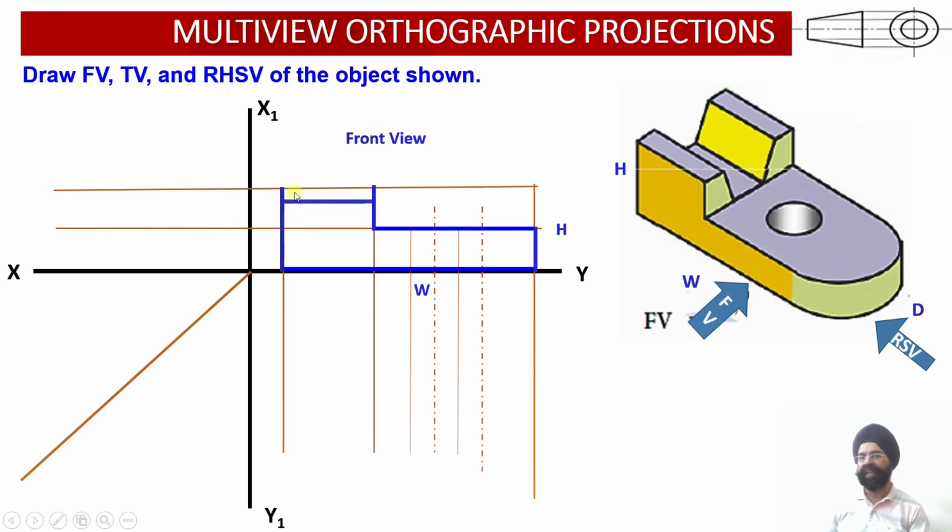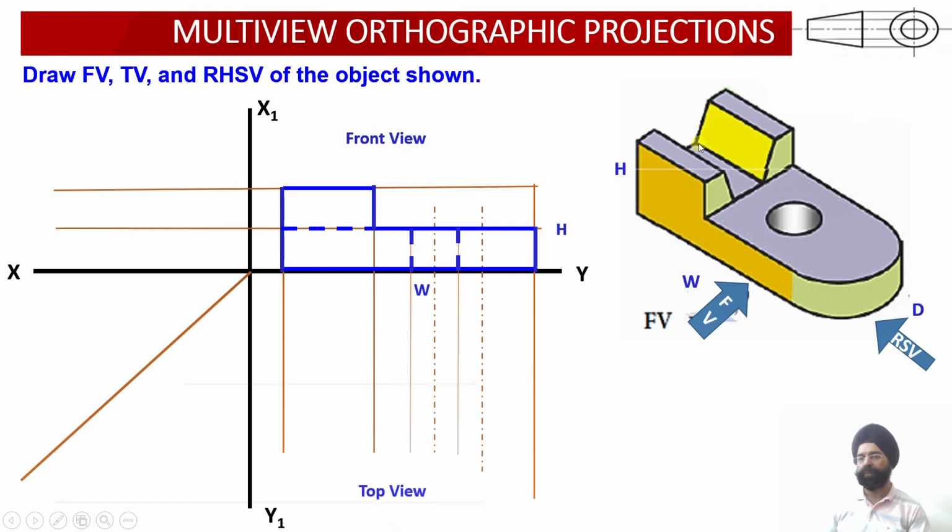So I will see that this is one L-shaped object which is visible to the observer while I am looking at this object from this orientation. But this surface is not visible. So since this surface is not visible, the dotted line will be drawn over here. This hole is not visible from this side, so the dotted lines have been drawn corresponding to the location of the hole. This is also dotted because this surface is not visible.